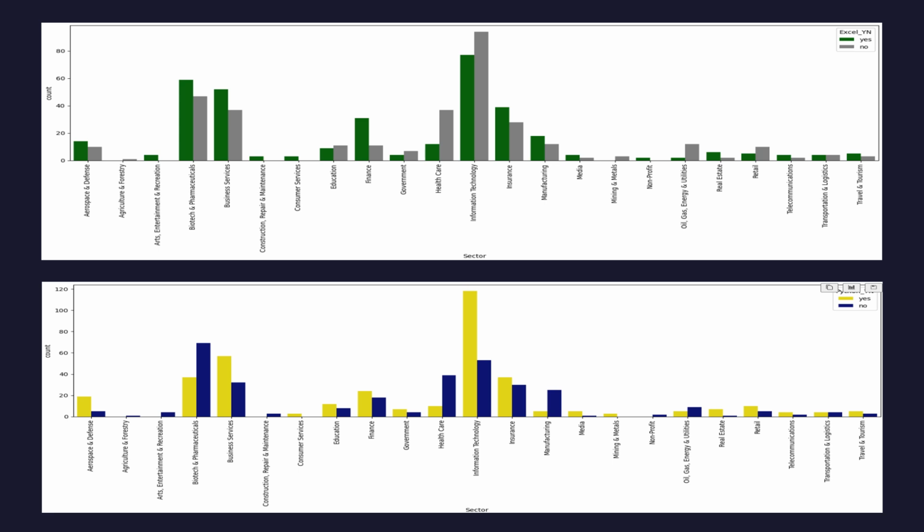And as shown before in the previous slide, the industries requiring the most programming language and application knowledge are in the information technology sector. This is true for all columns, be it Rust, Spark, AWS, and so forth.